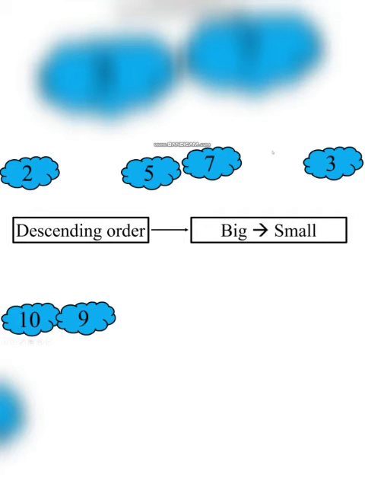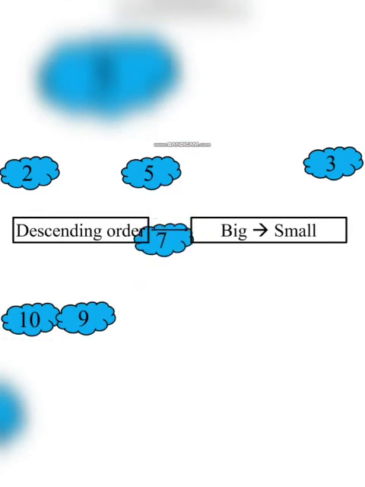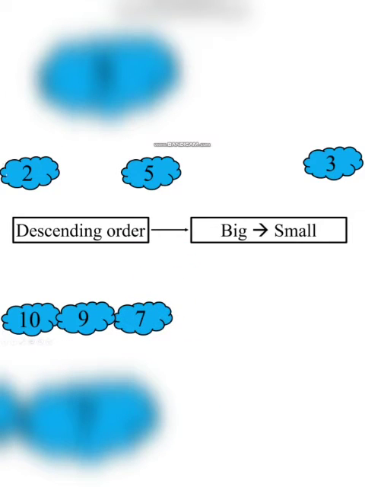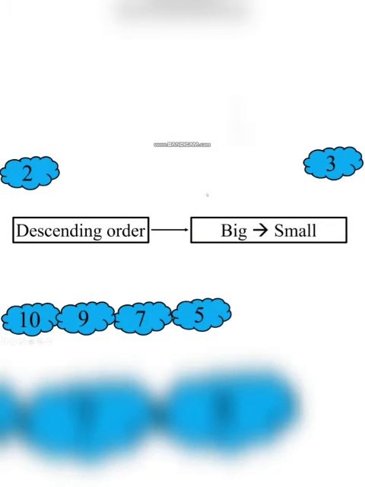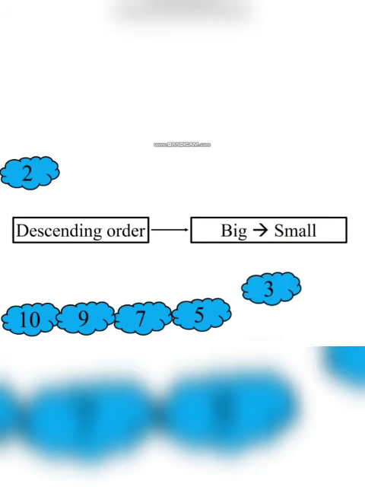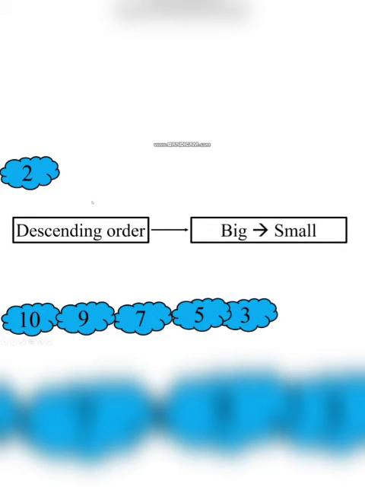Now, how many numbers are left? Only 3 numbers are left: 2, 5, 3. Now which number is largest? Yes, 5. So we'll pick 5 from this group. Now only 2 numbers are left. One is 2 and the second is 3. Now which number is big? 3. So we'll pick 3 first. And only one number is left, that is 2. So we'll keep 2 in the last.